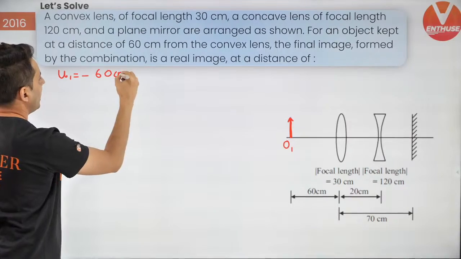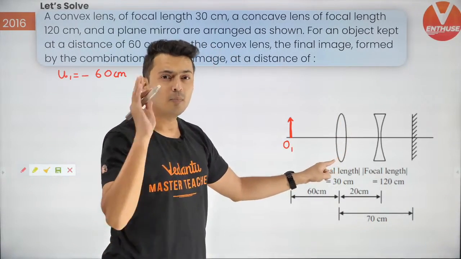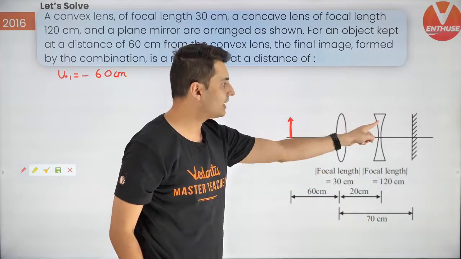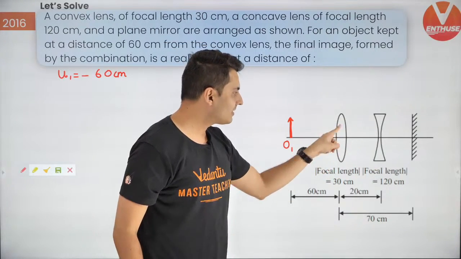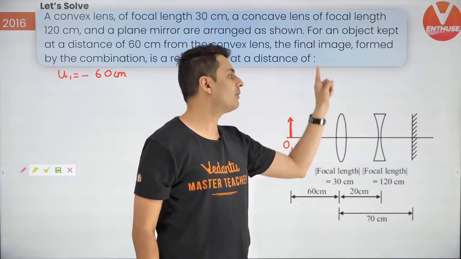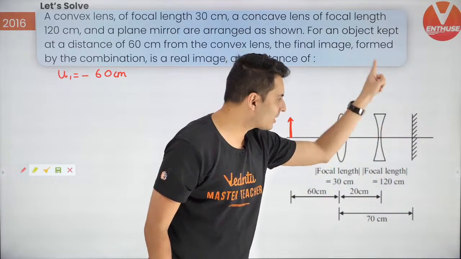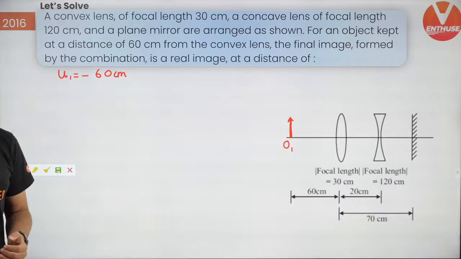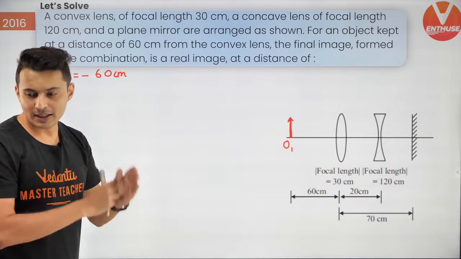And let me see where the image is formed because of this lens. Because the image of this lens will be the object for the next lens. And once I know that this guy's image is this guy's object, I can again use the lens formula and find where the image is formed, because that image will be the object for the mirror. So you have to go sequentially. That's how we need to do this. Let's see how we can do this particular question.